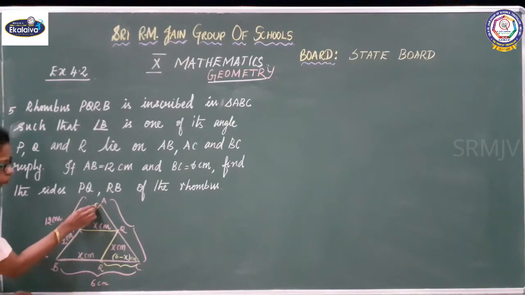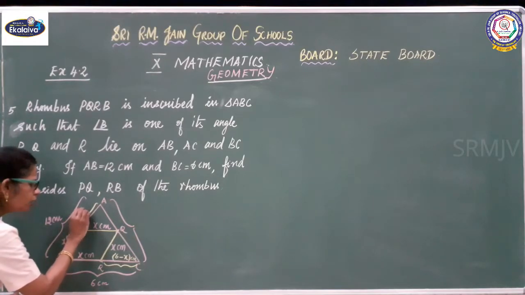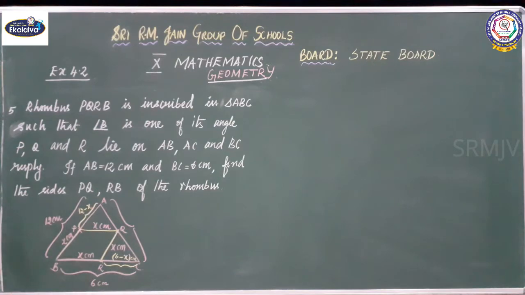Now, what is the position of AP? The total is 12, this is x, then it becomes what? 12 minus x. Will you agree or not, children?